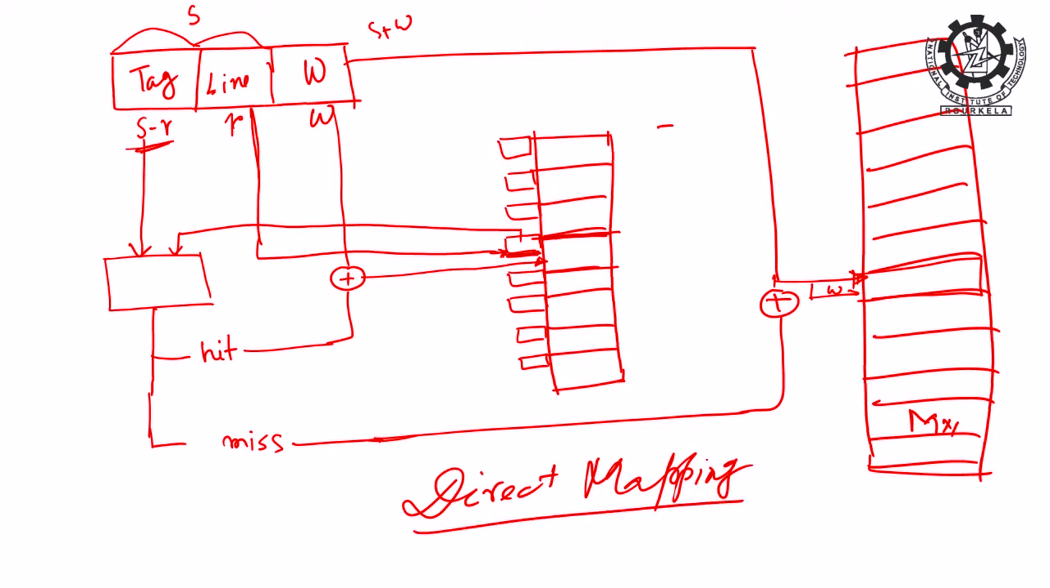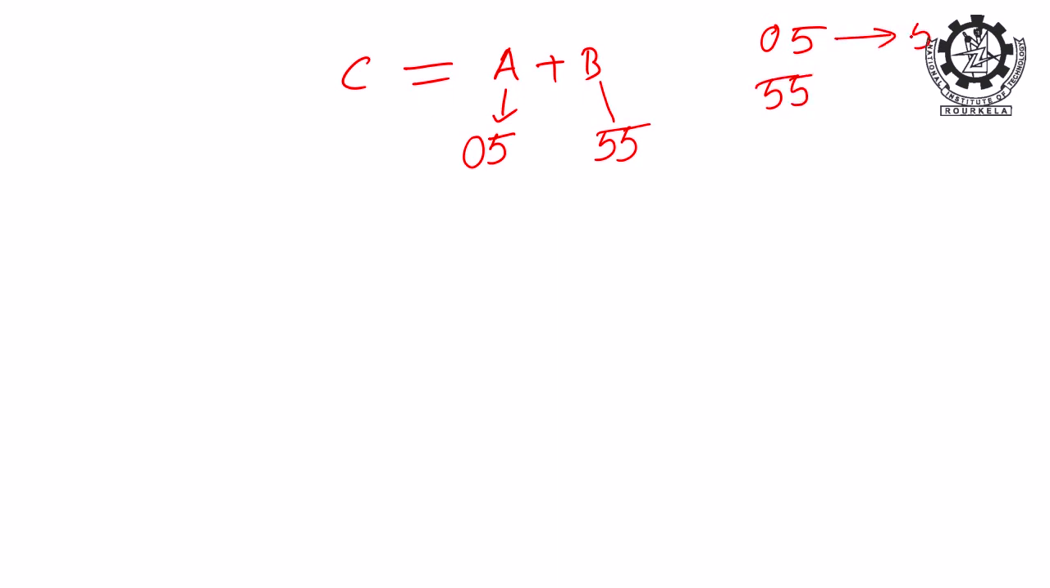Now, this is good, but it has one major drawback. As you see in one example here, let us say you want to add A plus B. A is located in block 5 and B is located in block 55 in the main memory. Interestingly, both 5 and 55 will be mapped to the same cache line, that is 5. Not only that, 10 such blocks will be mapped to the single cache line, as we have seen in the earlier example.